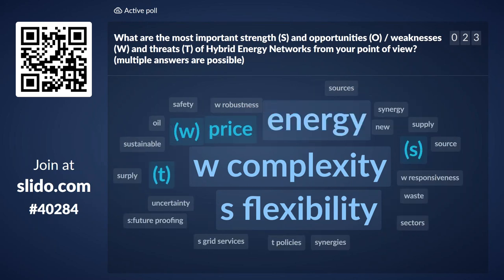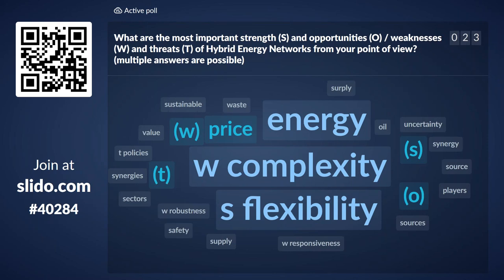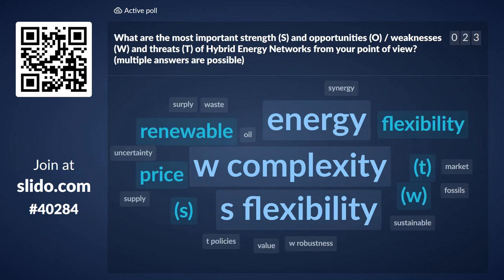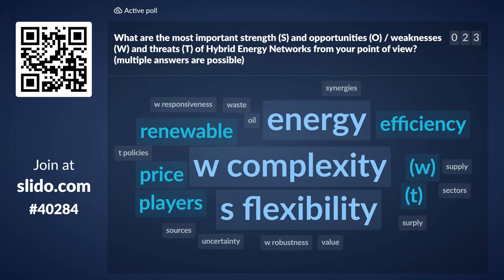Safety I see here as a threat, I think that goes with cybersecurity. Price, I guess that's a weakness. I would see that it's getting more cost intensive, or investment cost intensive. A weakness is the robustness. Okay, that is interesting. Robustness I would see as a strength, actually. But it's clear that we see here complexity as one of the main weaknesses and flexibility as one of the main strengths. And actually flexibility appears a couple of times that are not assigned to the main flexibility point here.